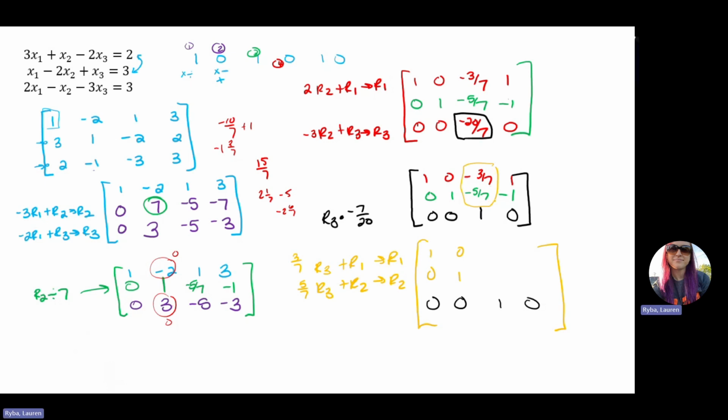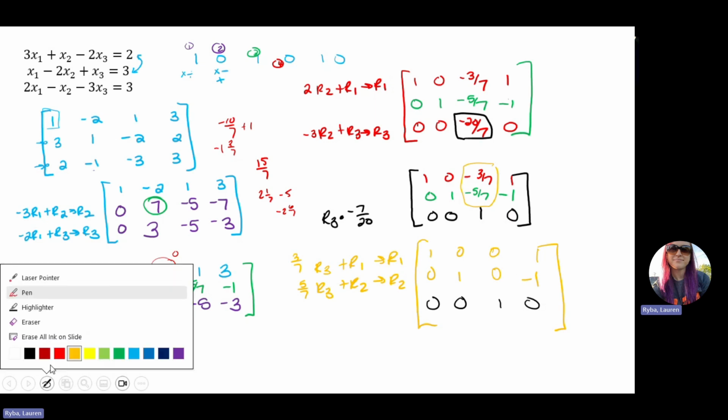All right, so 3/7 times 1 is 3/7. Subtract 3/7, 0. 3/7 times 0 is 0. 0 plus 1 is 1. And I work the next 2 rows here. 5/7 times 1 is 5/7 minus 5/7, 0. 5/7 times 0 is 0. 0 plus -1 is -1.